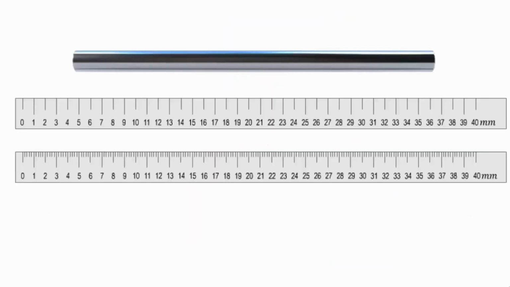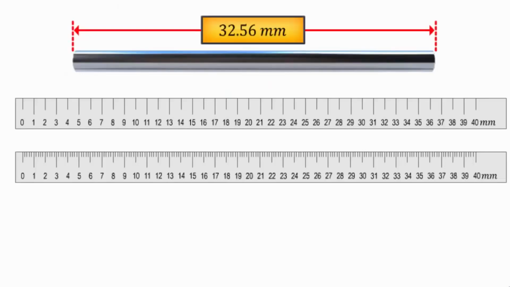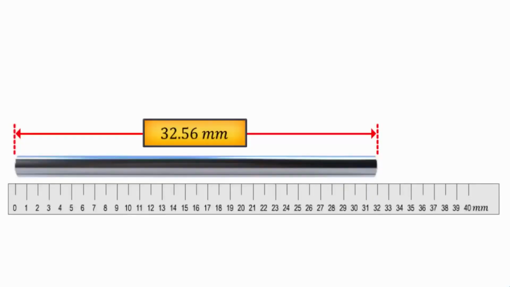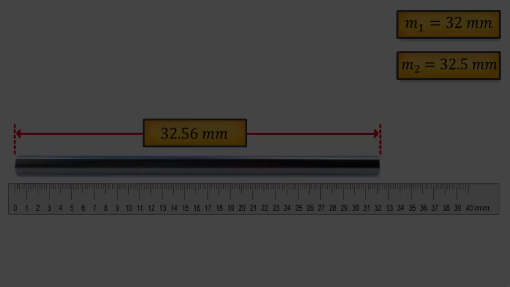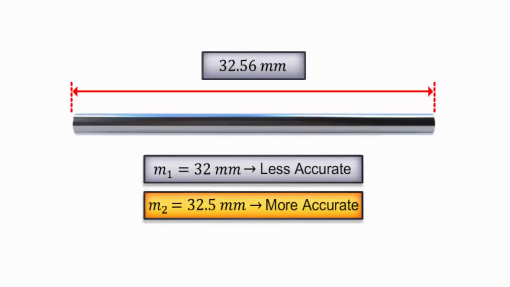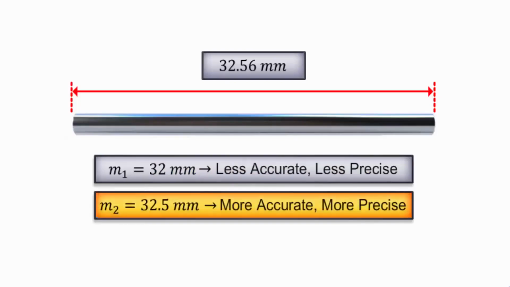Take, for example, an object whose absolute length is 32.56 mm, measured using 2 different instruments. Using the first instrument with a resolution of 1 mm, we obtain the measurement as 32 mm. Let us call this measurement M1. Using the second instrument, with a resolution of 0.1 mm, we obtain the measured value as 32.5 mm. Let us call this M2. Here, M2 is more accurate as it is closer to the object's true value than M1. Also, M2 is more precise as the resolution of the instrument used is greater than that of the first one.